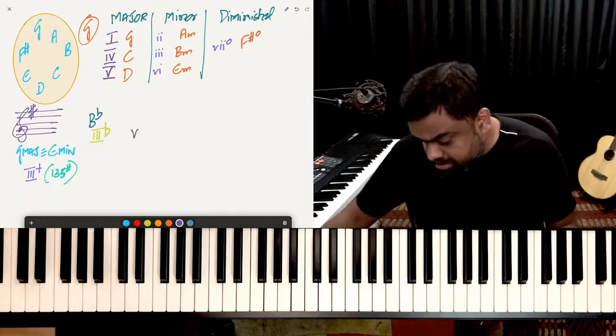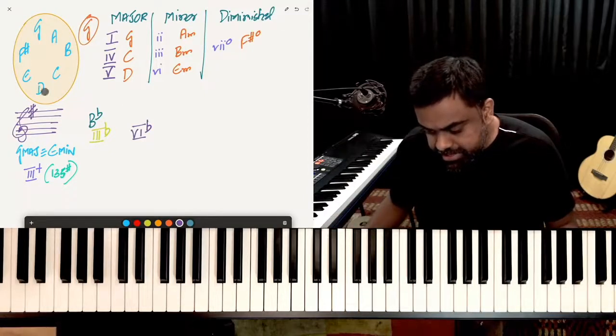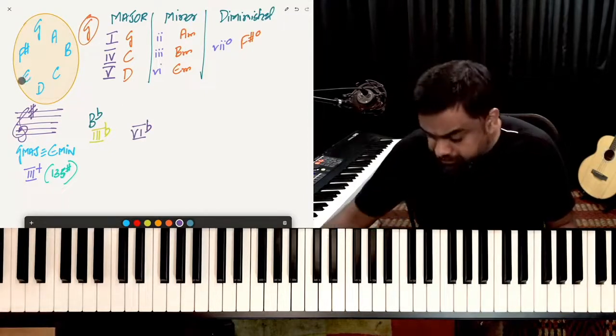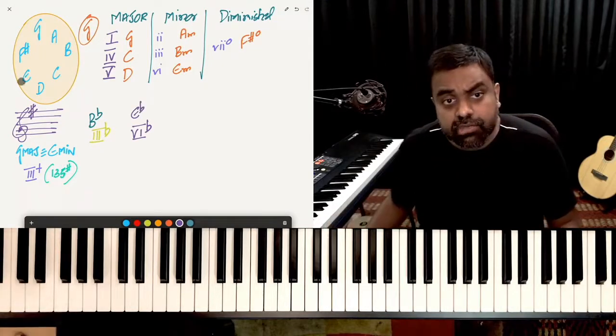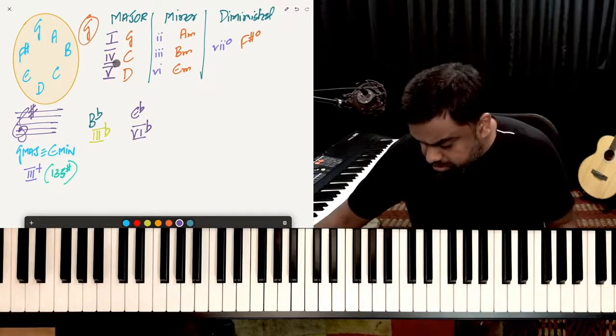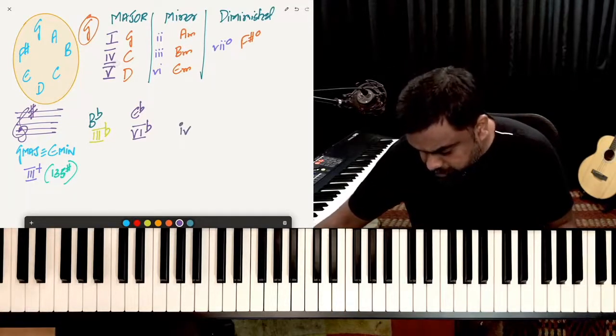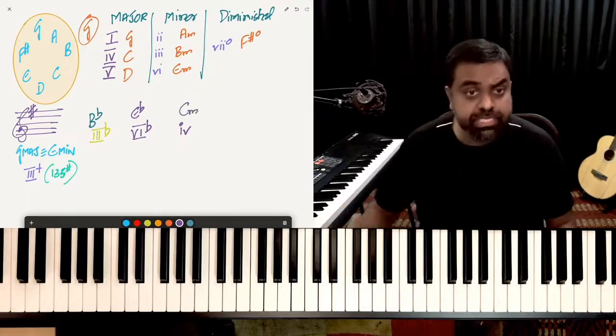You could even consider a 6 flat. So what is the 6 flat? G, A, B, C, D, E. So that's going to be E flat major. Right? Now normally in the G scale you have a 4 major. You could consider a 4 minor. So you do a tiny Roman 4 and you can squeeze in a C minor.